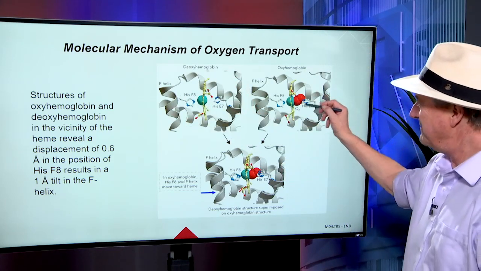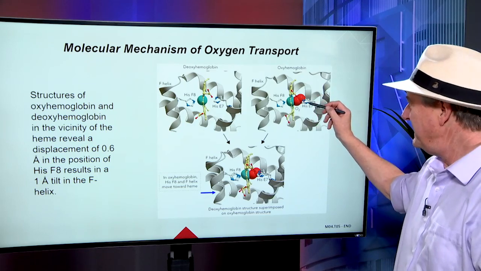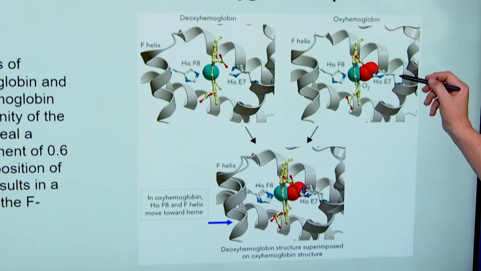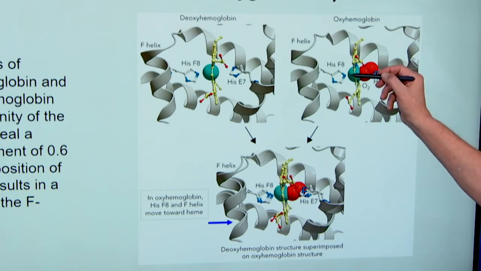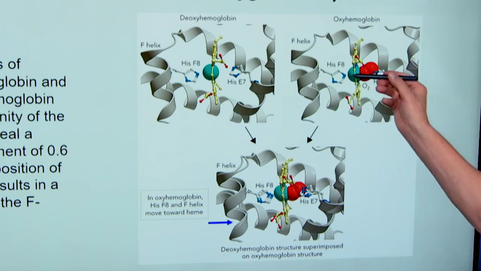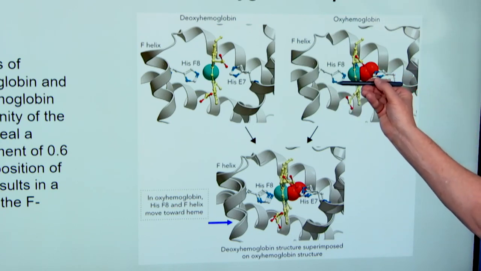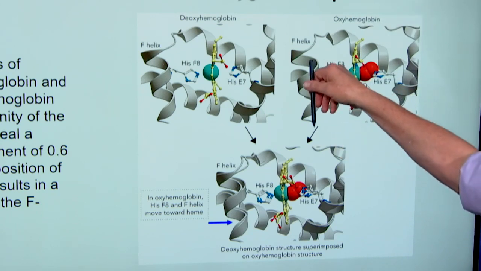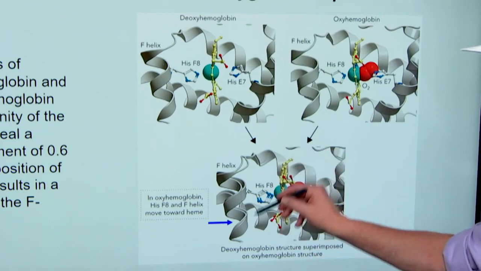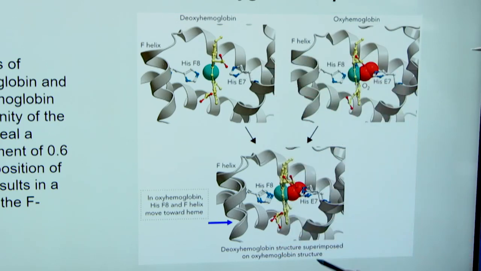Then when the O2 binds, it's stabilized by the histidine in the distal helix, or the distal histidine. And again, it pulls that iron into the plane of the heme. And as it does that, it pulls the F helix towards the heme. And when that happens, this whole helix begins to move. We can then overlay both the deoxy and the oxy so that we can get a better idea of really how much movement is there.